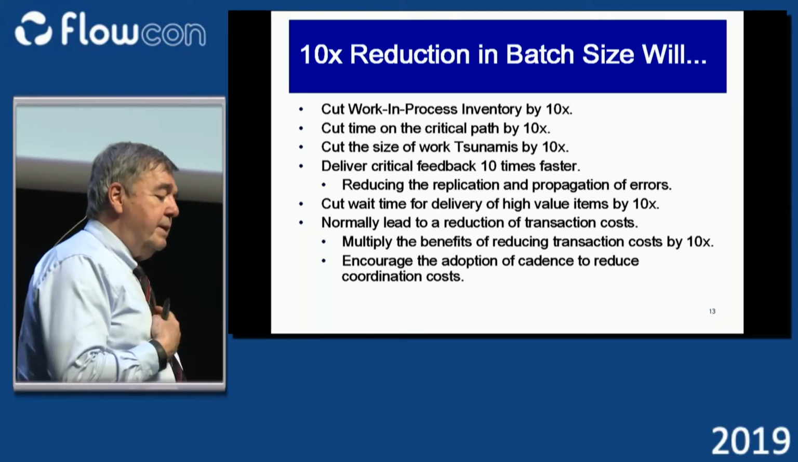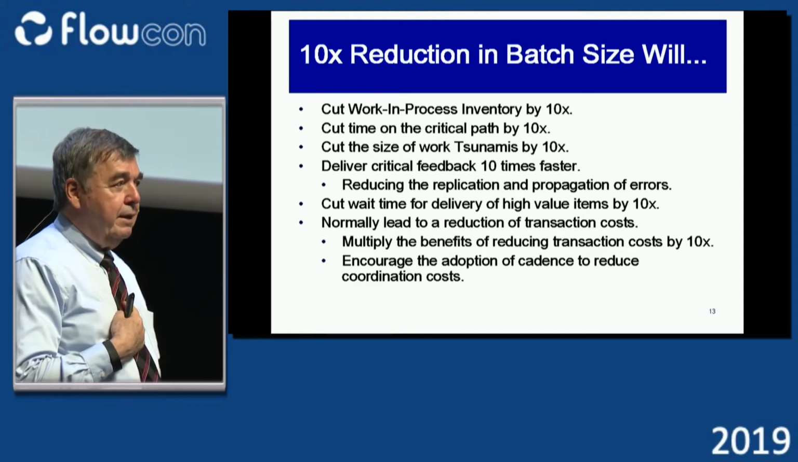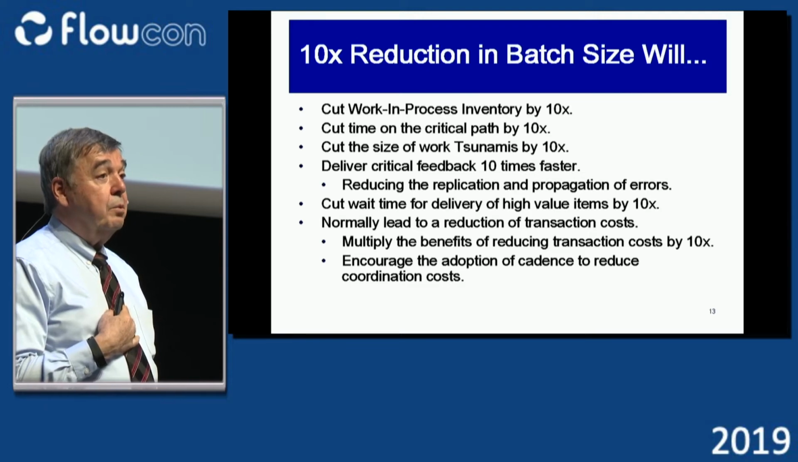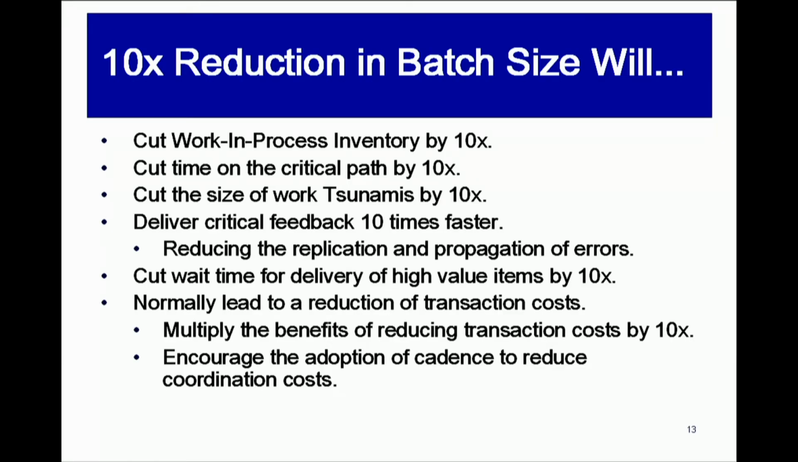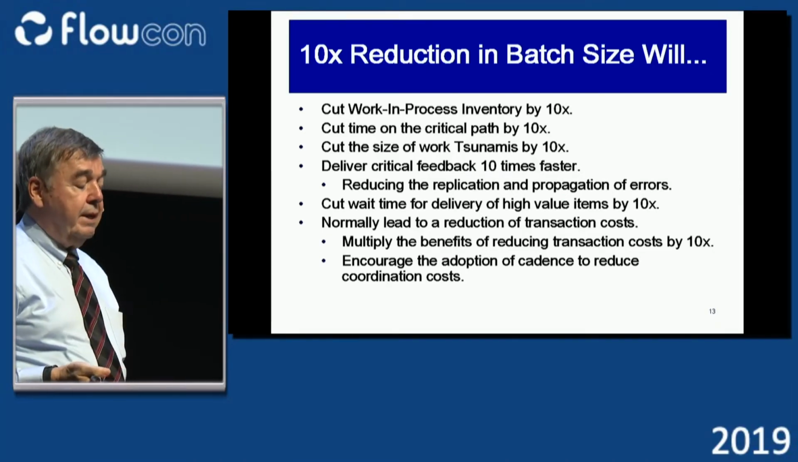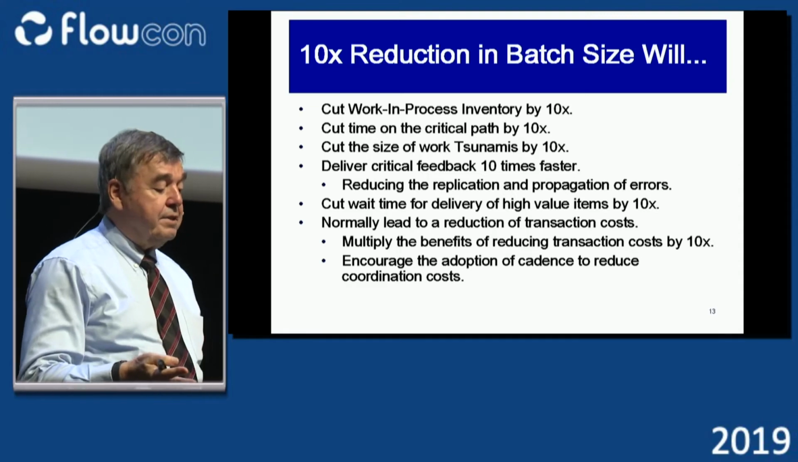You cut the wait time for valuable items. If you have individual items that you want to get started on before other items, when you have 10 small batches, you have the opportunity to put some of those items in the first batch, which is delivered after 1 week, instead of in one large batch delivered after 10 weeks. So batch size reduction always permits you to take things off the critical path in processes.